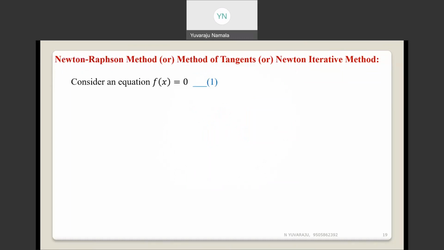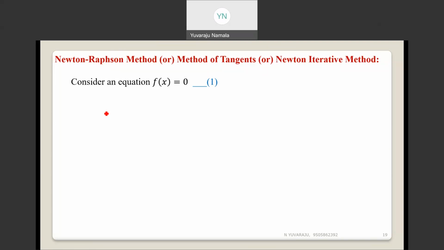Assume the given equation is f of x is equal to 0. This is any equation, transcendental or algebraic. In this method, how do we find the solution? The solution lies in some interval a comma b, where f of a and f of b have opposite signs.